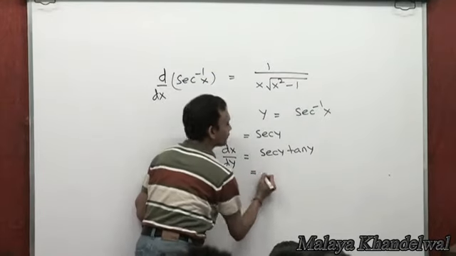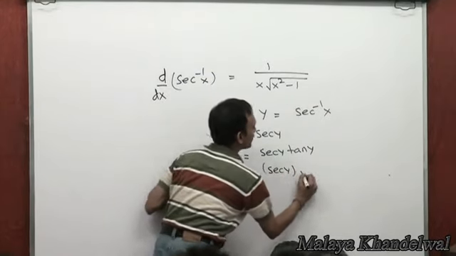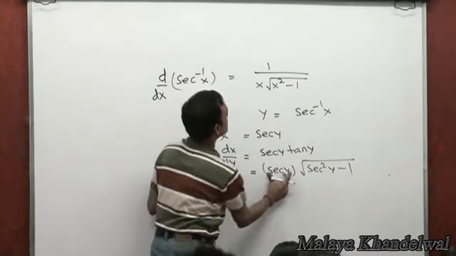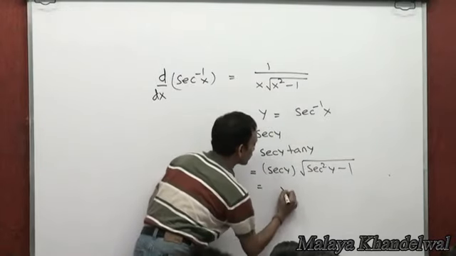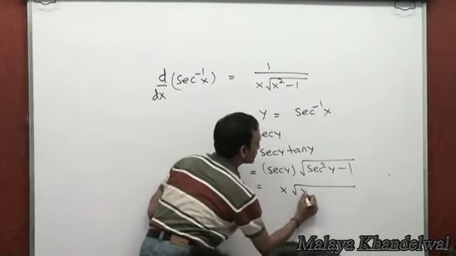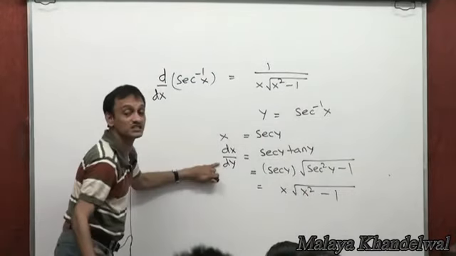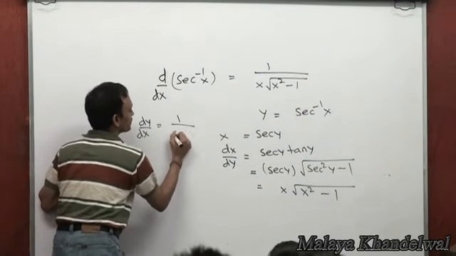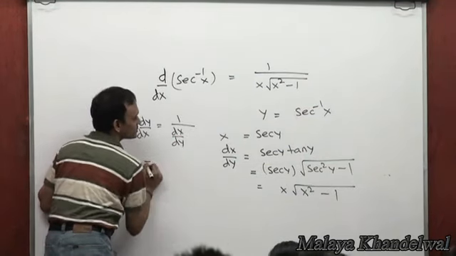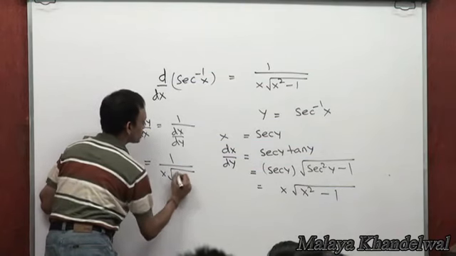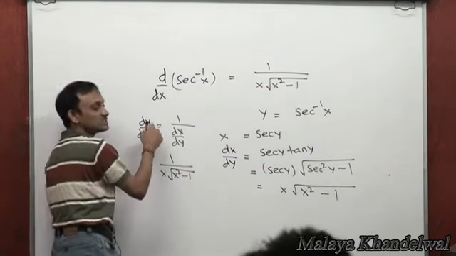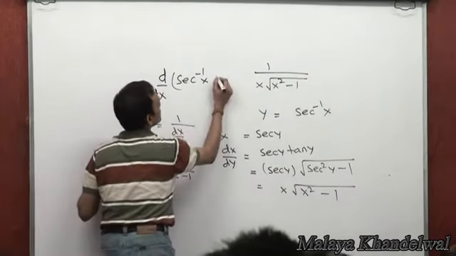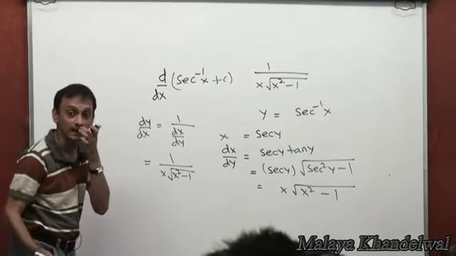Right? Tan y is root sec squared y minus 1. But sec y is x, and sec squared y minus 1 then is root x squared minus 1. So that's dx/dy. Therefore, dy/dx is going to be the reciprocal of dx/dy, which would be 1 by x root x squared minus 1. dy/dx means d/dx of sec inverse x. d/dx of sec inverse x is this. And therefore, I could also have said d/dx of sec inverse x plus c is that, right?